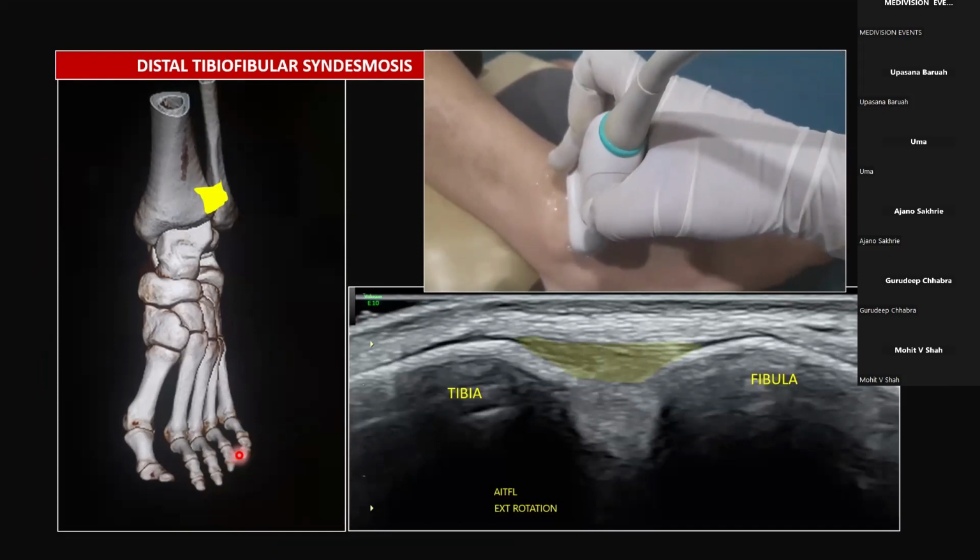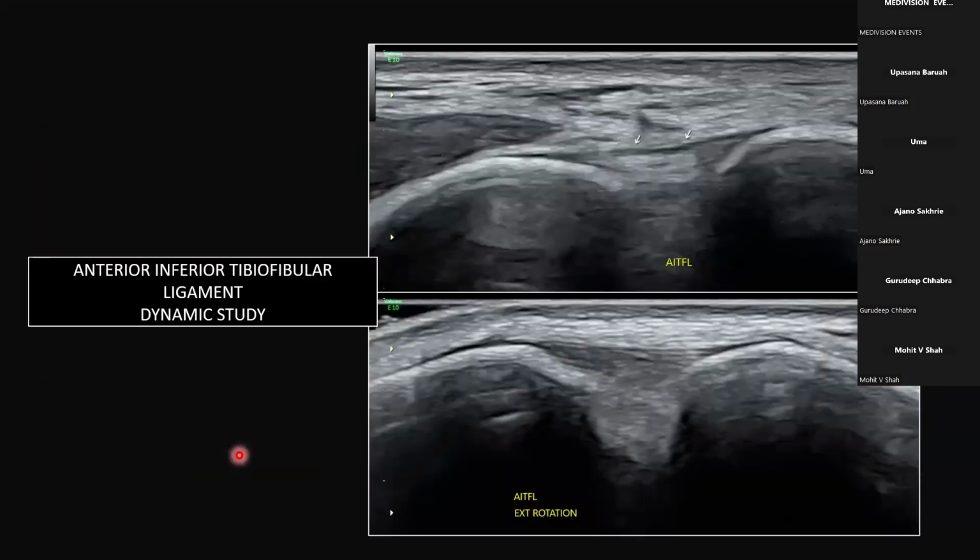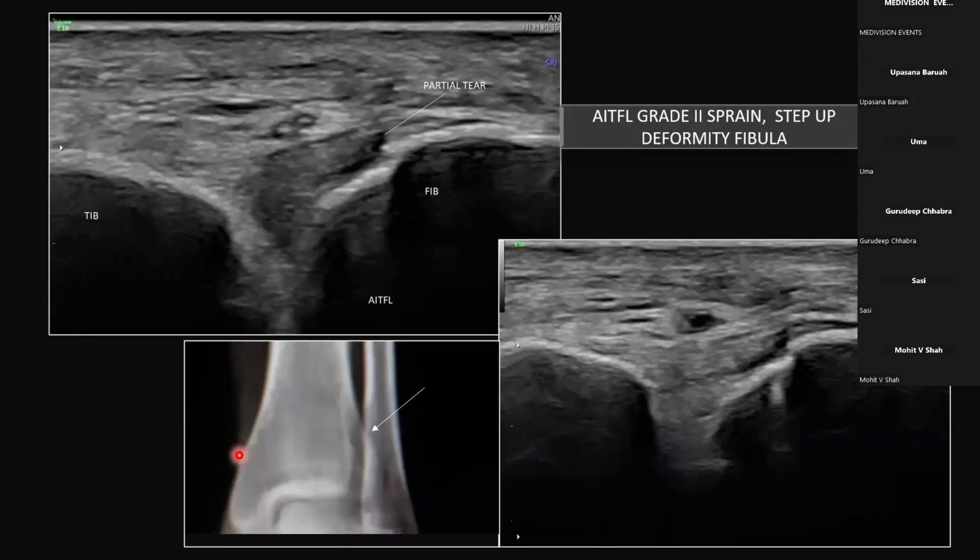So it may contain multiple layers, and depending on that, dynamic study will expose the ligament nicely. And this is the case, we can see a partial tear from the fibular end, as well as some fracture in the fibula that is evident.